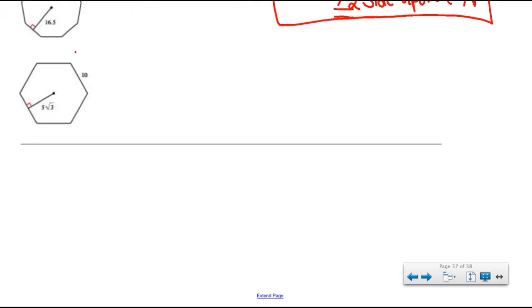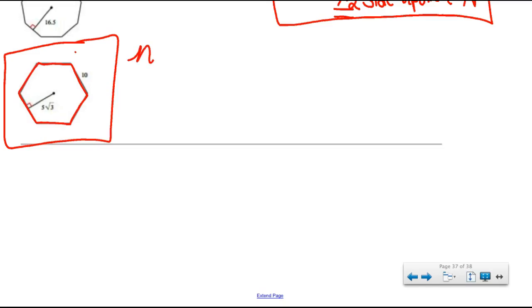Let's go do this one right here. So I'm finding its area. I'm going to pull off the information that I need. I'm going to count the sides first so I know how many angles, how many sides, how many triangles are made. I've got 1, 2, 3, 4, 5, 6, so n is 6. What that means is there's 6 of these triangles. I need to know the side or the base of each triangle, and that's 10. Doesn't matter that they gave it over here. This is still 10. I need to know the height of the triangle, which we call the apothem.